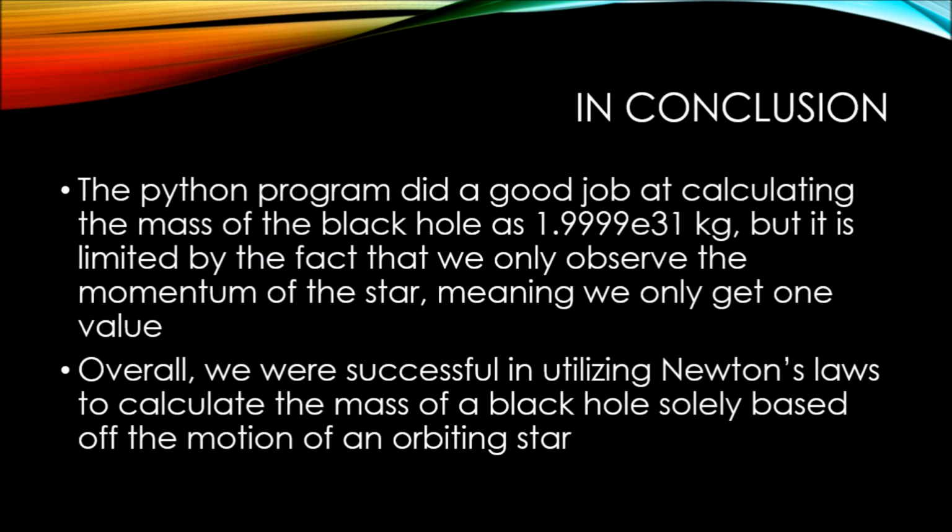In the end, the Python program did do a good job at calculating the mass of the black hole as 1.9999 times 10 to the 31st kilograms, but it's limited by the fact that we only observe the momentum of the star, meaning we only get one value for the mass. Overall, we were successful in utilizing Newton's laws to calculate the mass of a black hole solely based off the motion of an orbiting star.